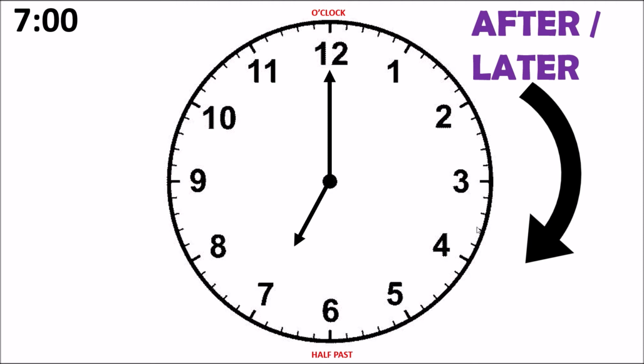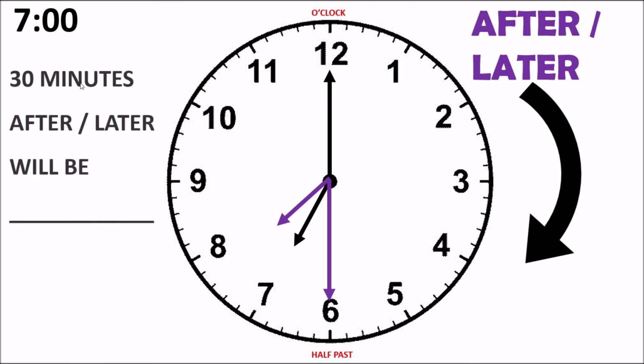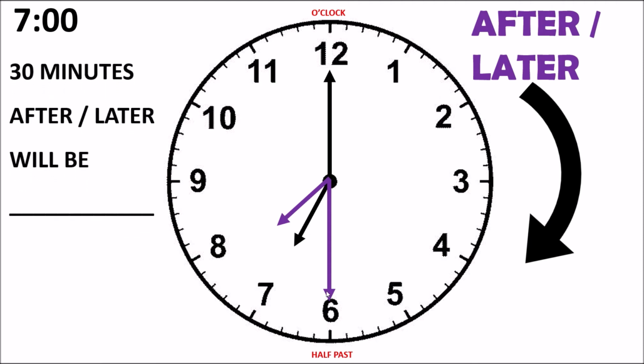What time is it now? It's 7 o'clock. What happens if I move 30 minutes all the way around to the 6? So it's 30 minutes after 7 o'clock. Now the new time will be 7:30. 7:30 is 30 minutes after 7 o'clock.